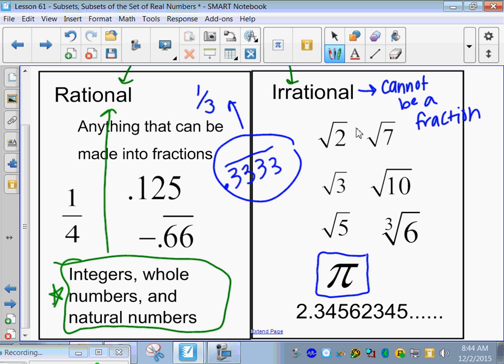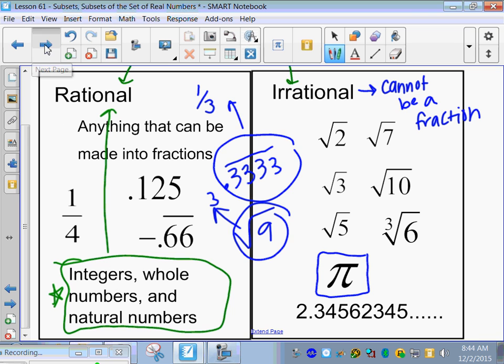Irrational: square root of 3, square root of 2, square root of 7, square root of 10, square root of 5. But what about the square root of 9, you guys? Is that rational or irrational? Rational. It is rational. Why? Because it's 3, right? So make sure you don't think that every square root is irrational. If it's a nice square root, it's rational. If it's not a nice square root, it's irrational.